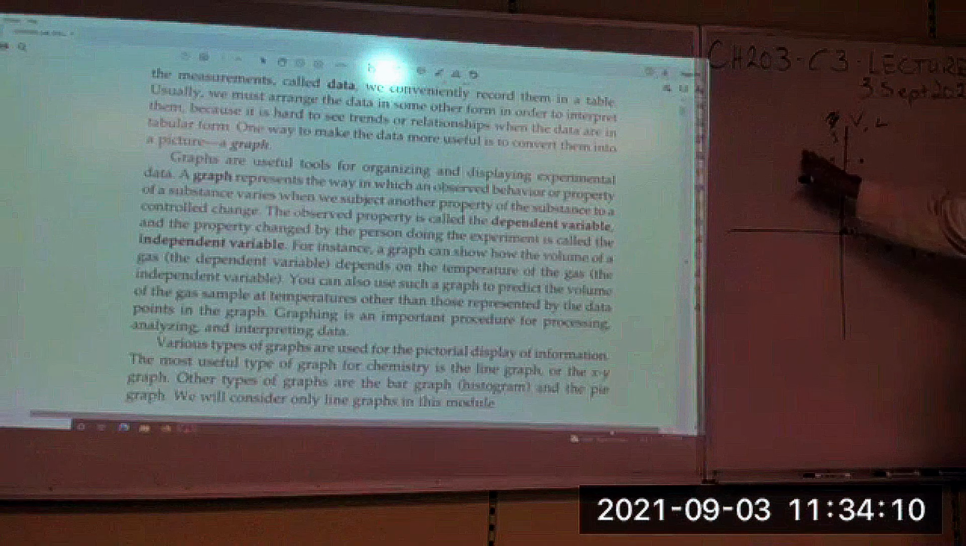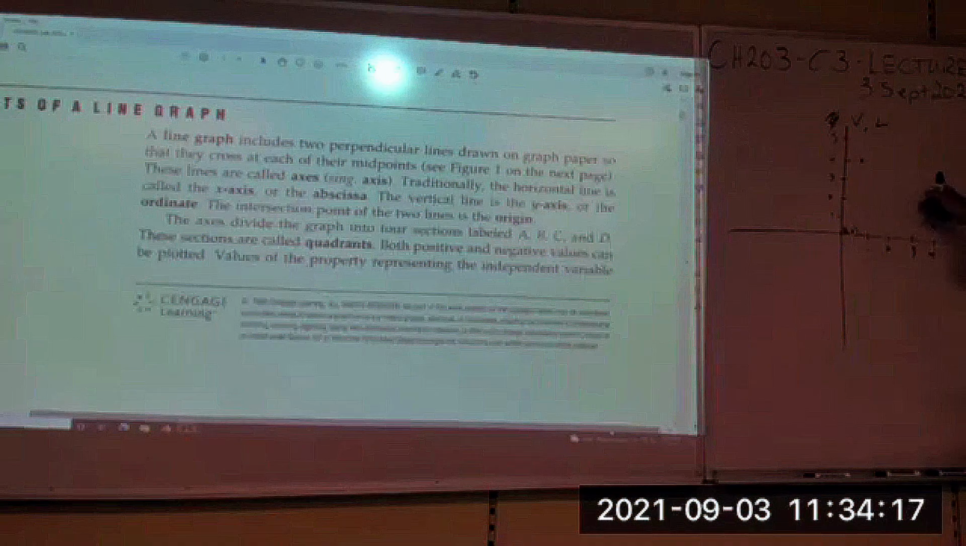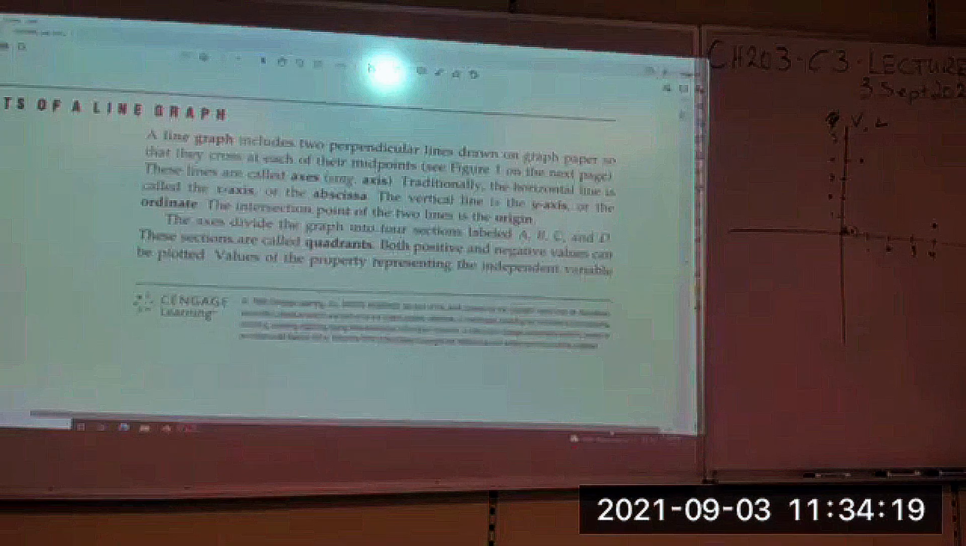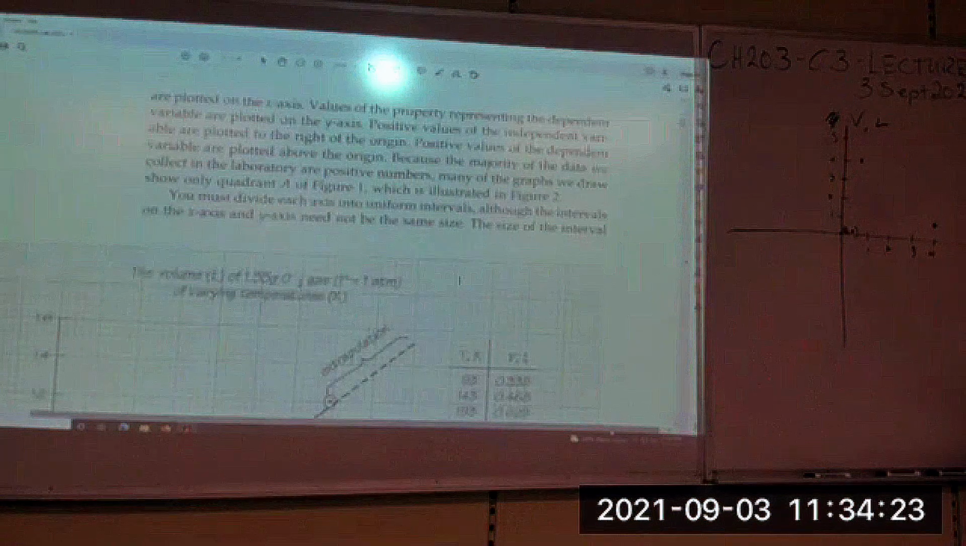Independent, dependent. We already named the axes and the quadrants. We've already done that.